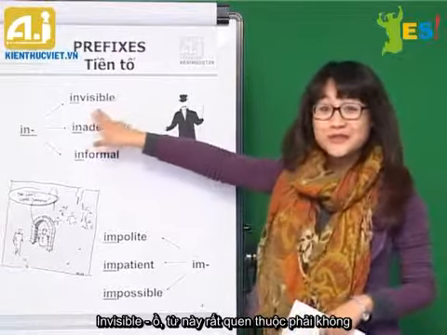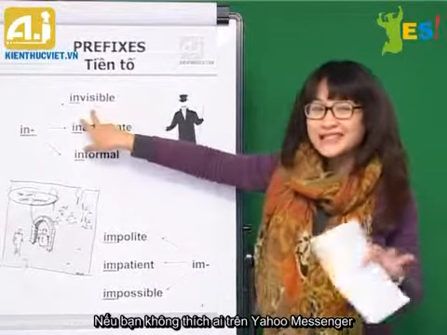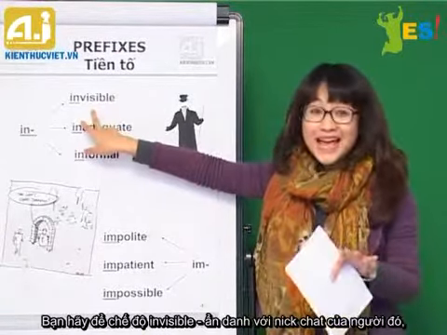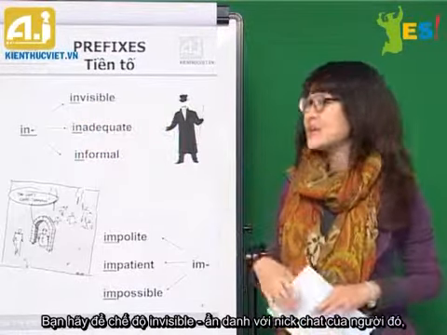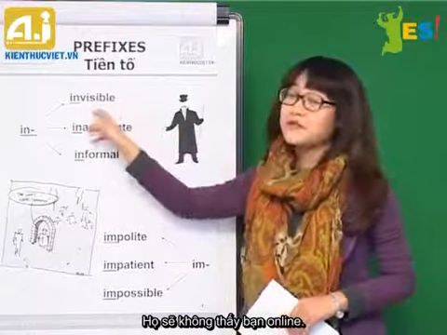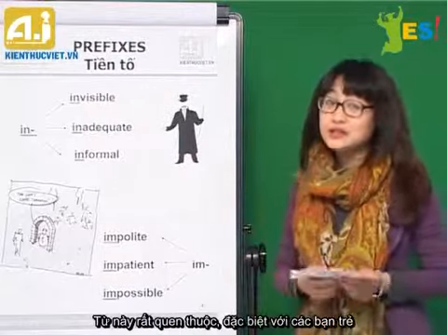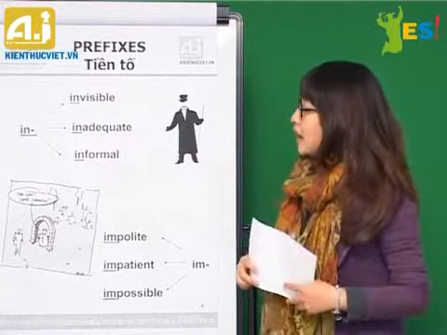Invisible. Oh, this looks very familiar, right? If you don't like someone on Yahoo Messenger, you can set your status as invisible, so nobody can see you. This will be very familiar to you guys, especially the teenagers.